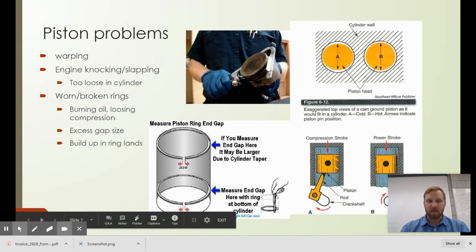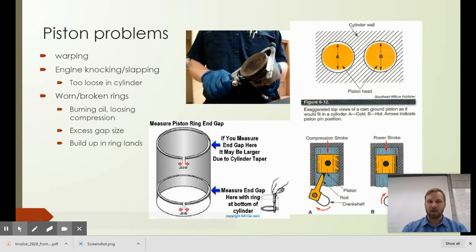Okay, if the gap is too big, that's a bad thing, because that means that too much compression is going to be sneaking out or leaking out between that gap, or that means the ring is not going to have enough pressure against the cylinder walls.